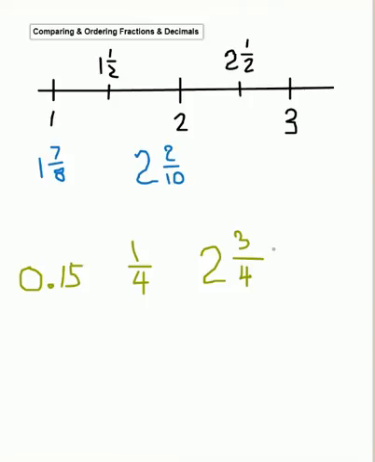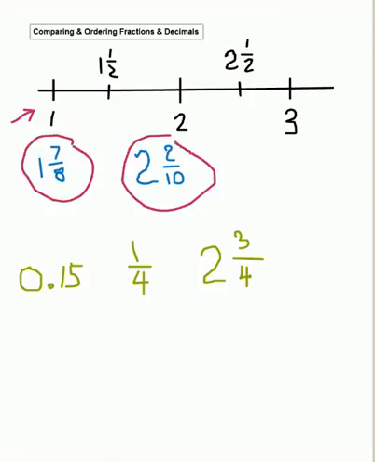In this lesson, we're going to take a quick look at comparing and ordering fractions and decimals. I've drawn a quick little number line up here, and I've put benchmarks 1, 1.5, 2, 2.5, and 3. Now, in a different color over here, I've written a couple of mixed numbers, 1 and 7/8 and 2 and 2/10. So we're going to place these two numbers onto the number line.